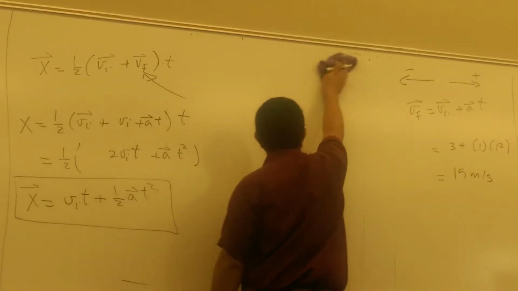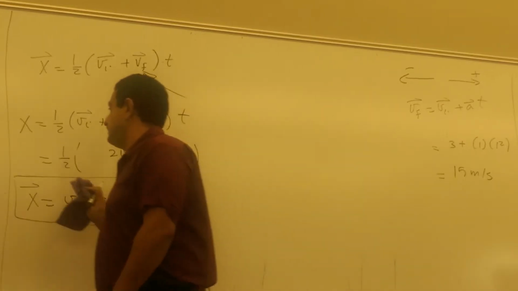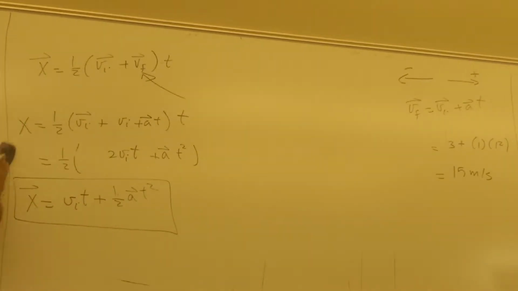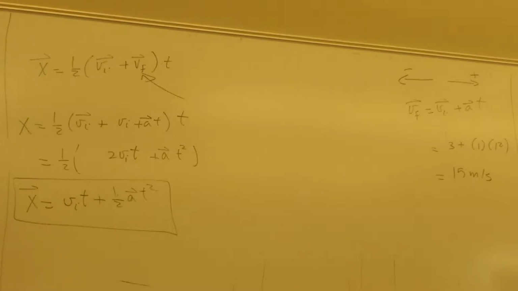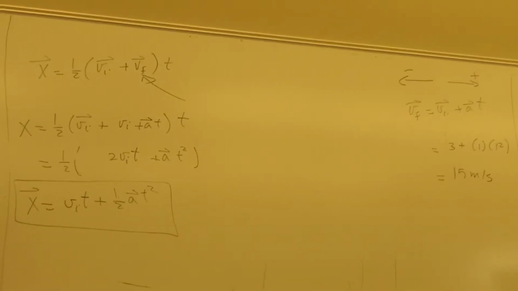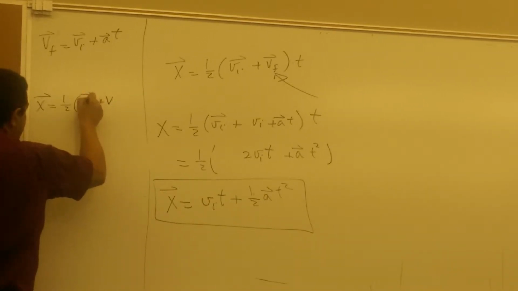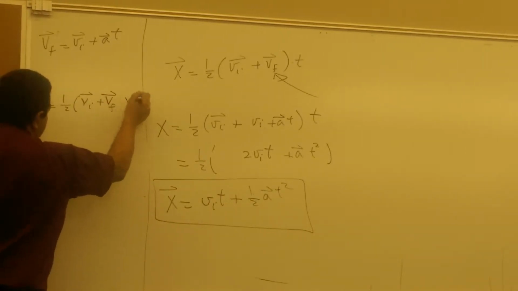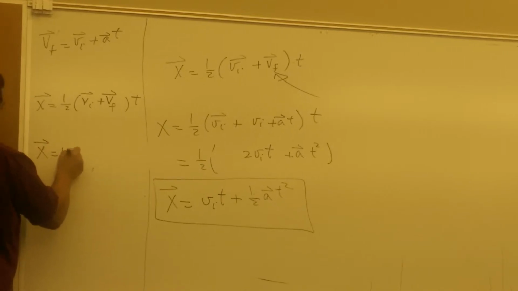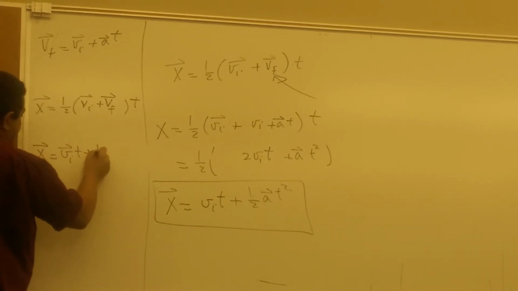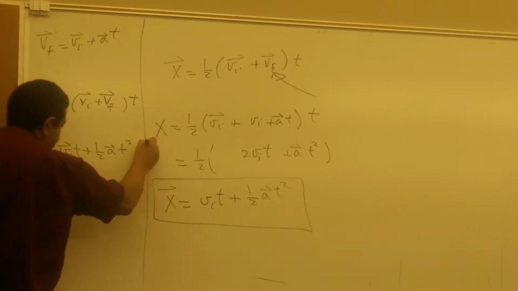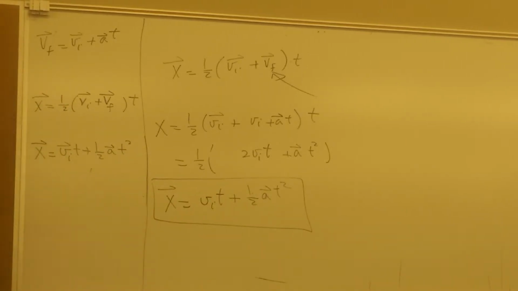Let me write down what we know so far. Here's what we know. We know that V final equals V initial plus A T. We know that X equals 1/2 times V initial plus V final multiplied by T. And we know that X equals V initial T plus 1/2 A T squared. So we have managed to derive all these three equations.